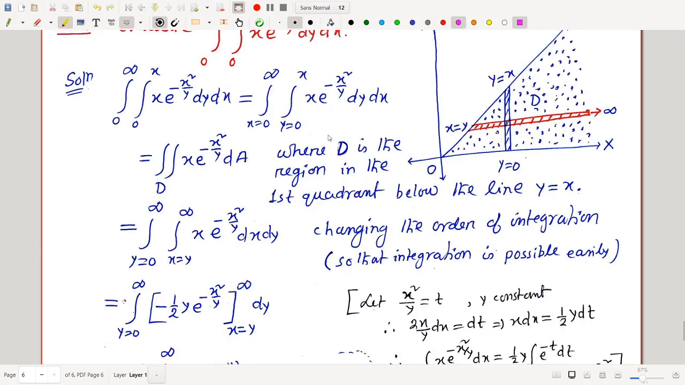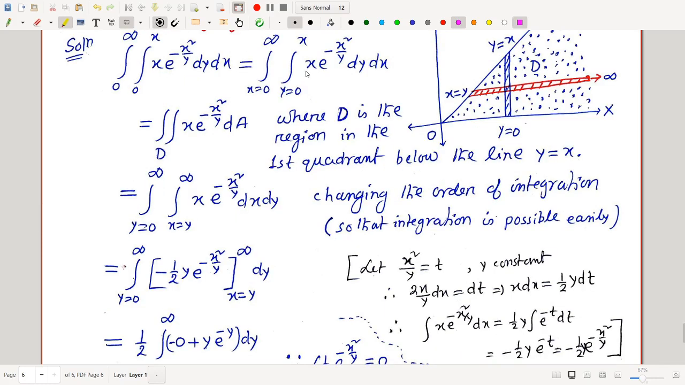But see, e to the power minus x square by y we cannot integrate, it is not known to us. e to the power minus 1 by y, even if x is not there, we cannot integrate with respect to y. We can integrate e to the power x, e to the power y, e to the power minus y like that. e to the power minus 1 by y we cannot integrate. So let us try by changing the order of integration. Why? Because we can integrate this function with respect to x. This x square, if we put t, twice x dx will be coming, so x is here, so we can integrate with respect to x. That's why let us change the order of integration.